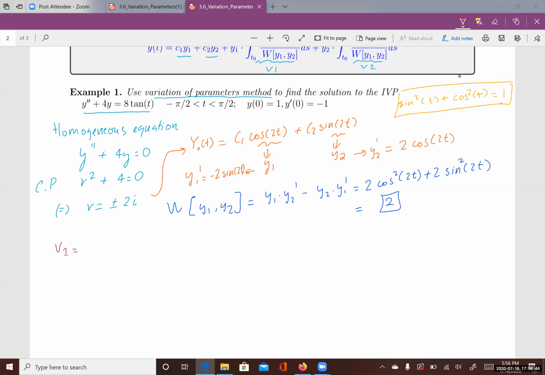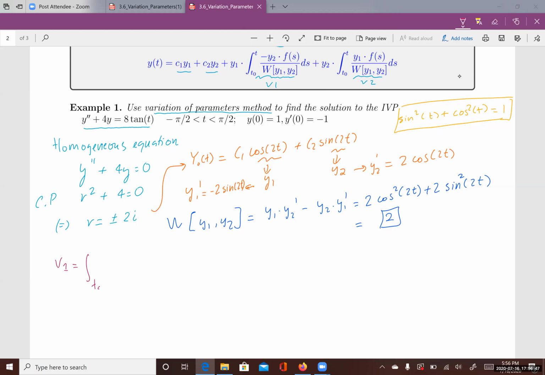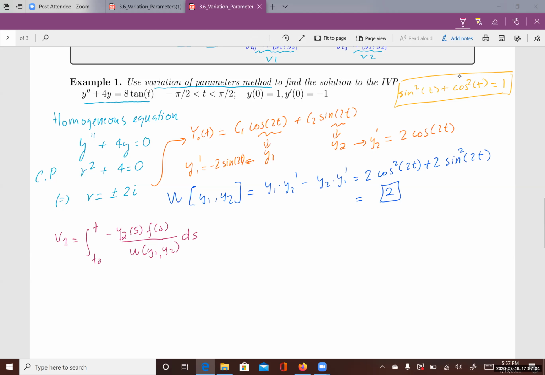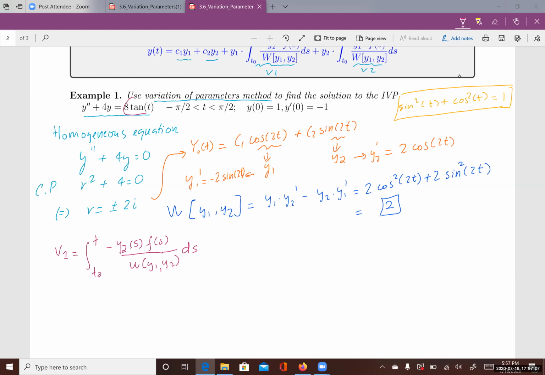So v1, by the definition, is going to equal the integral from t0 to t of negative y2 times f of s, divided by the Wronskian of y1 and y2, ds. Well, what is f of s? Look at this function here. This is f of t. Then f of s is just the same function, but you replace t by s. y2, we already identified as sine of 2t. And we know the Wronskian of y1 and y2 is 2.